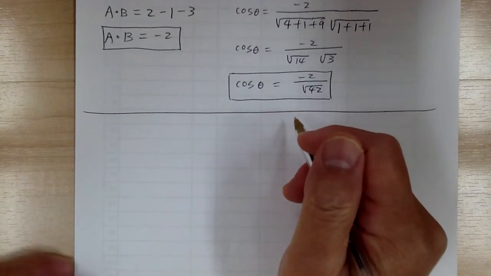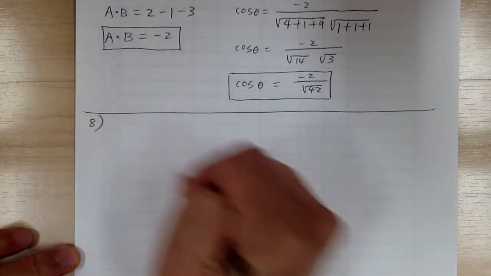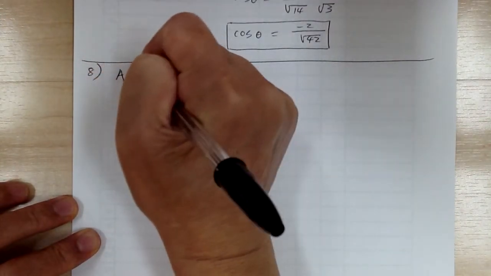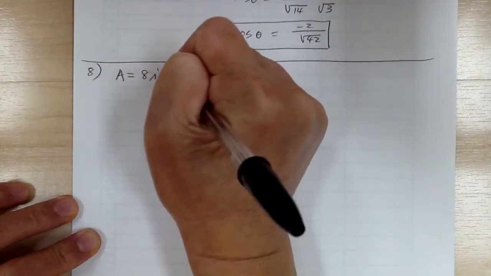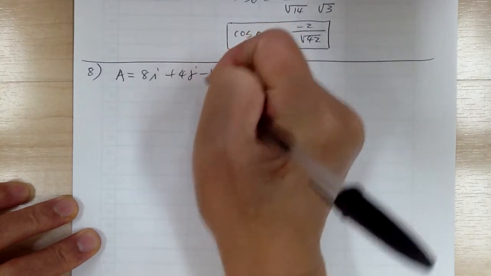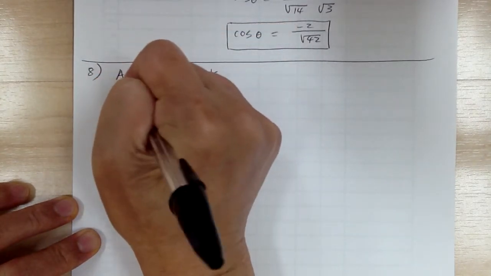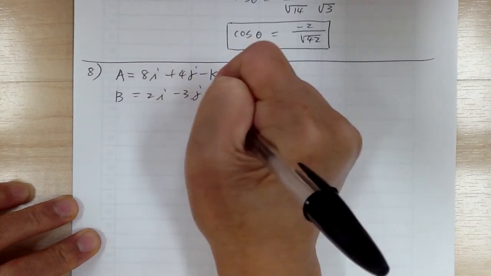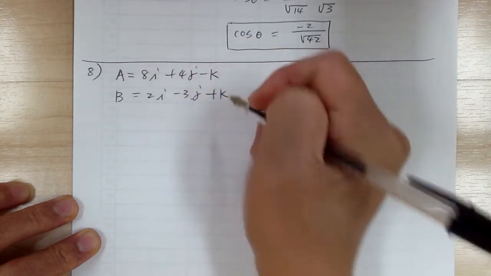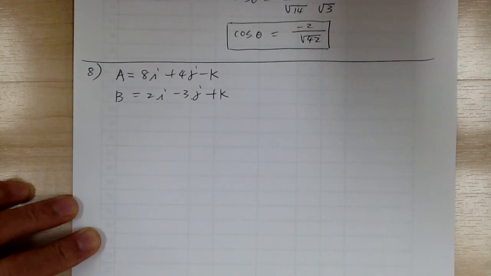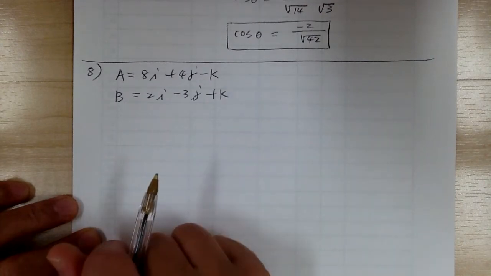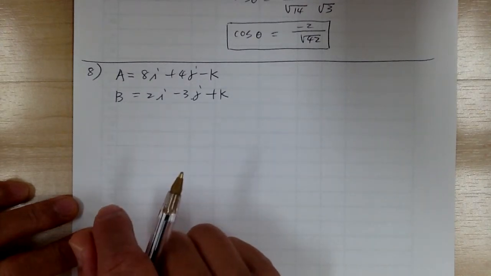Okay, let's go to number 8. So again you have vector A equal to 8i plus 4j minus k, and vector B equal to 2i minus 3j plus k. So this one you have to do two things. You have to do the scalar projection, which is the length, and also need to get a vector projection.